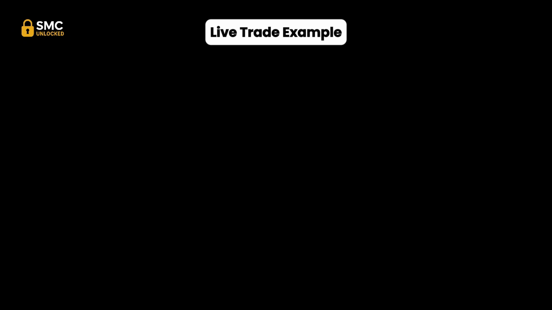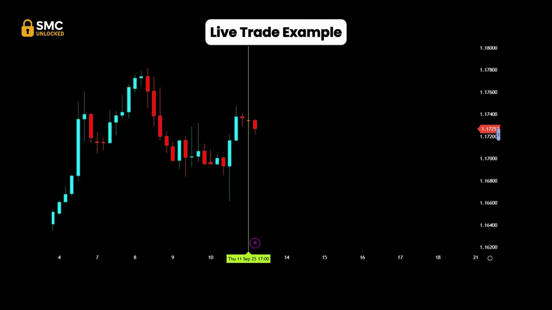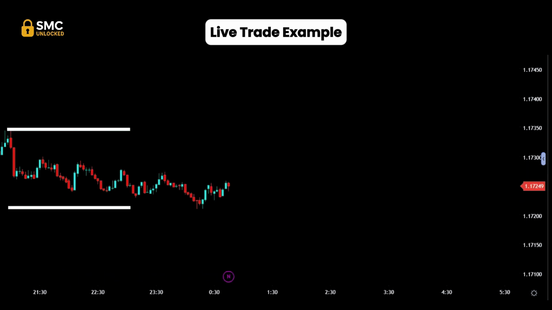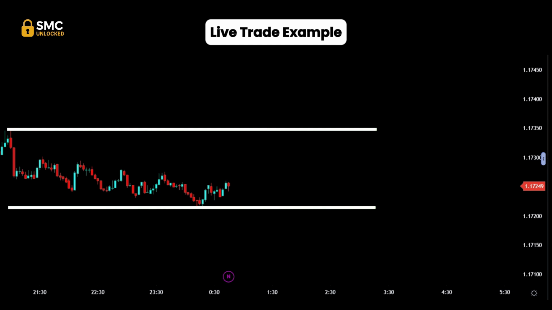All right, let's look at a live trade example so you can see this strategy in action. Step 1. Mark the 4-hour range. The first thing we do is mark the high and low of the 21 candle. That gives us our 4-hour range. Step 2. Shift to 3-minute time frame. Next, we shift the chart down to the 3-minute time frame. Now, this becomes our detailed range. Here, we mark both buy-side liquidity and sell-side liquidity.